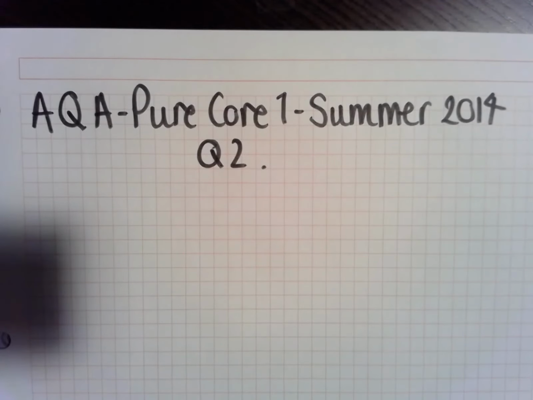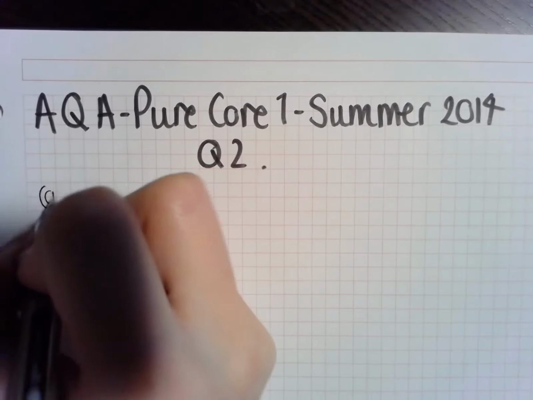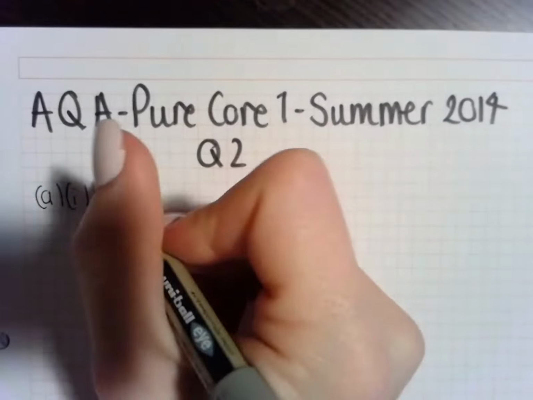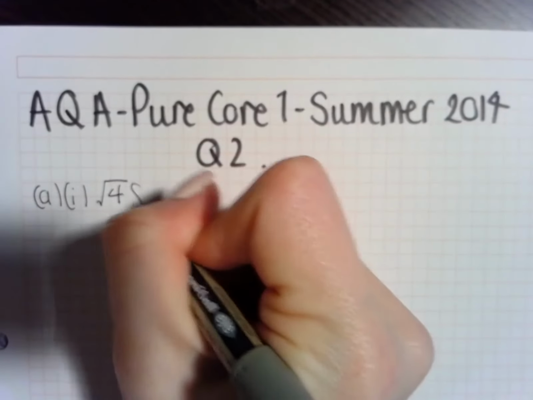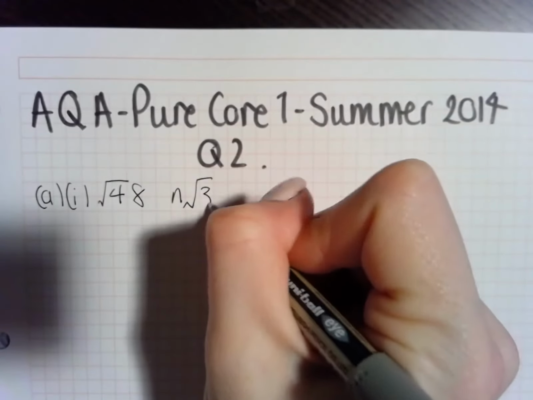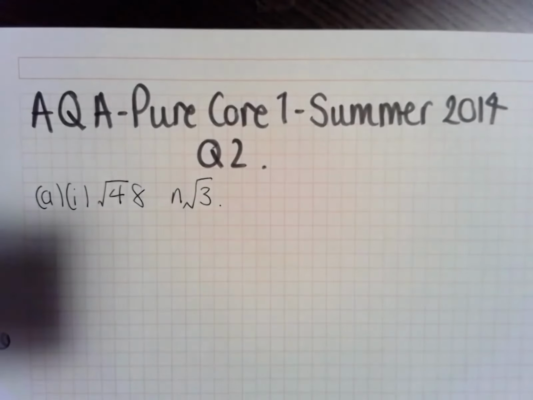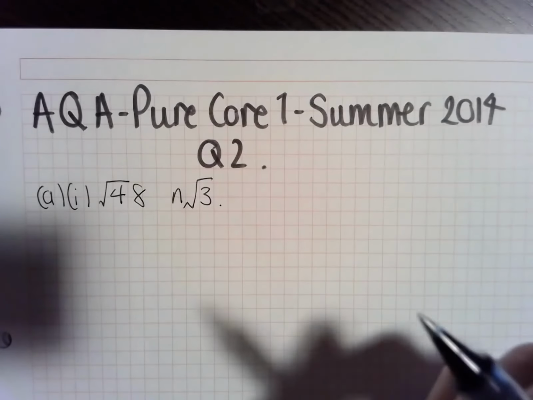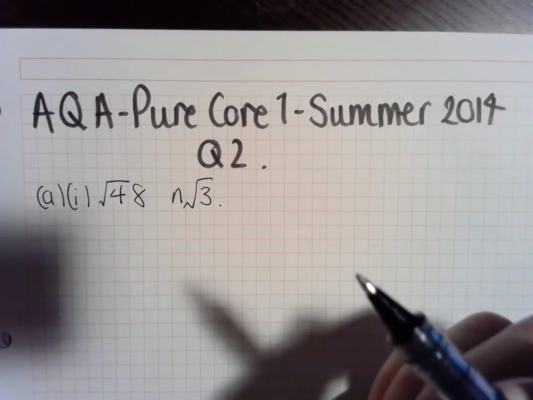Okay, so AQA Pure Core 1, Summer 2014, question 2. And the first part of the question, part (a)(i), says express root 48 in the form n root 3, where n is an integer. Integer just means whole number, so not a fraction or decimal.